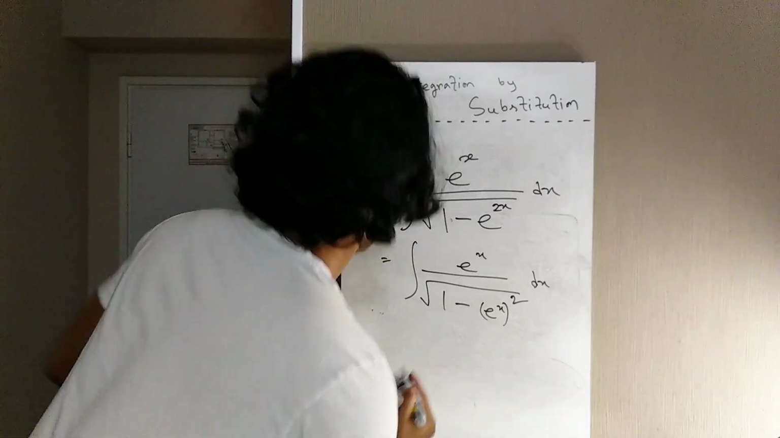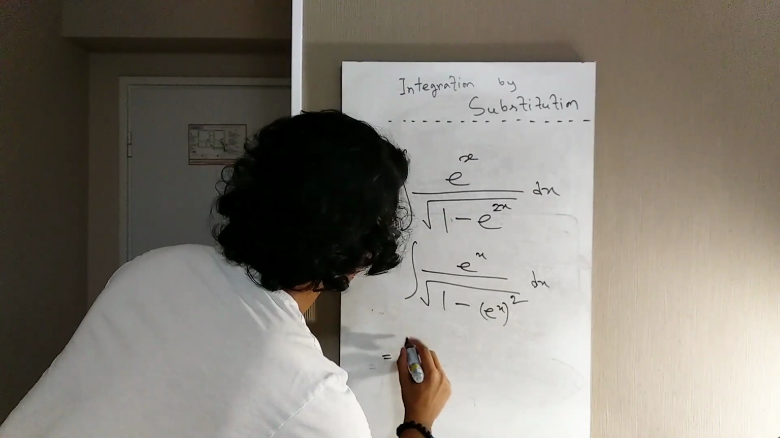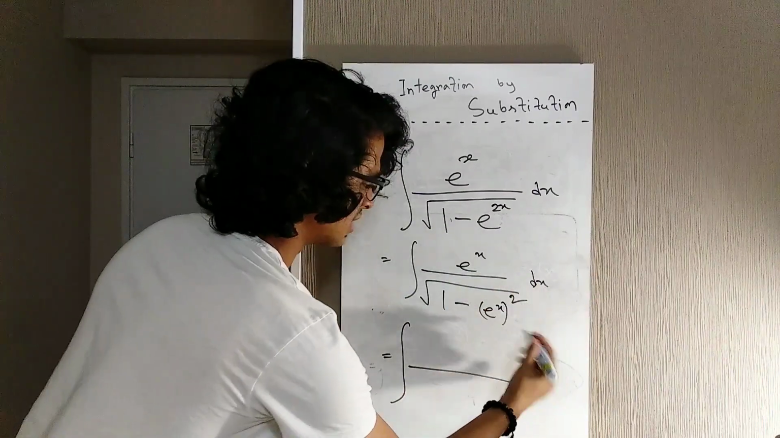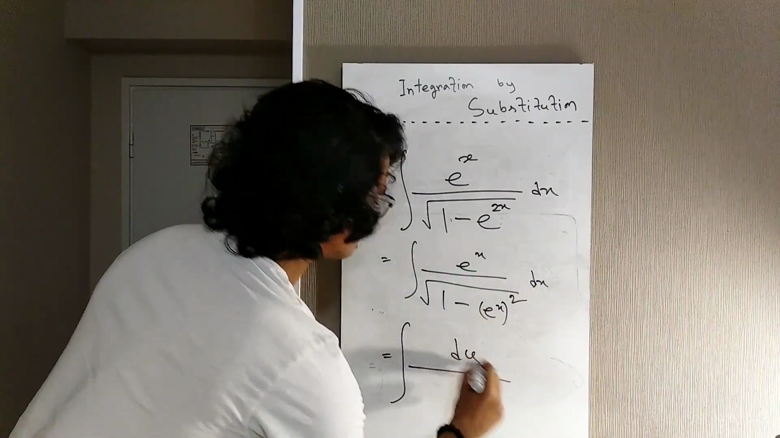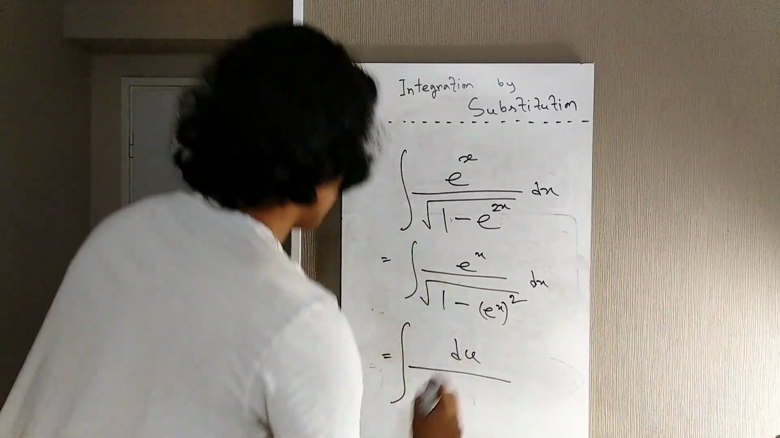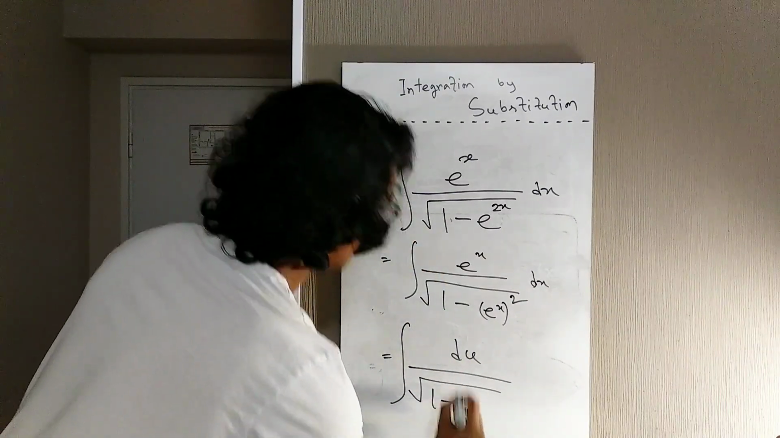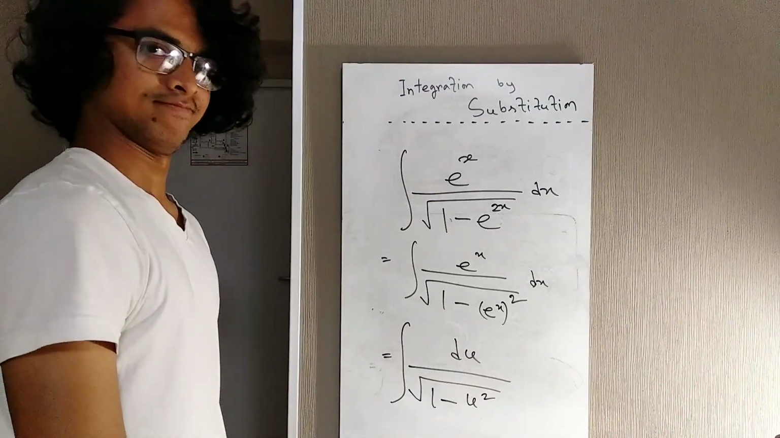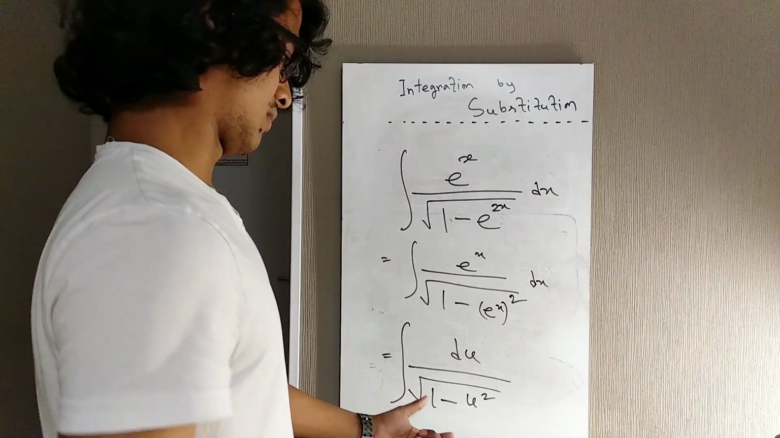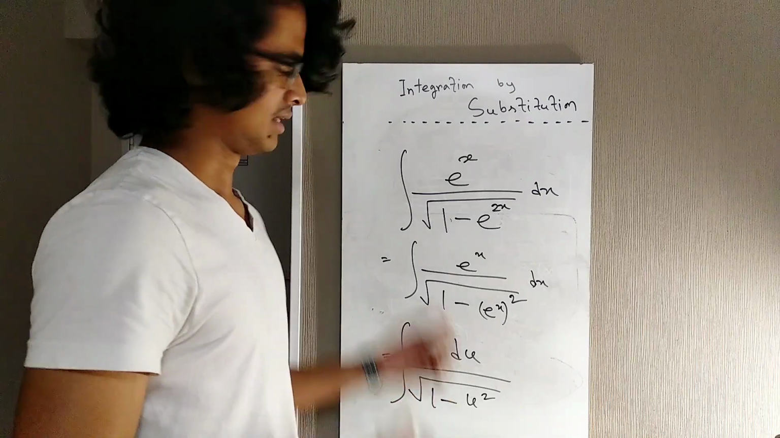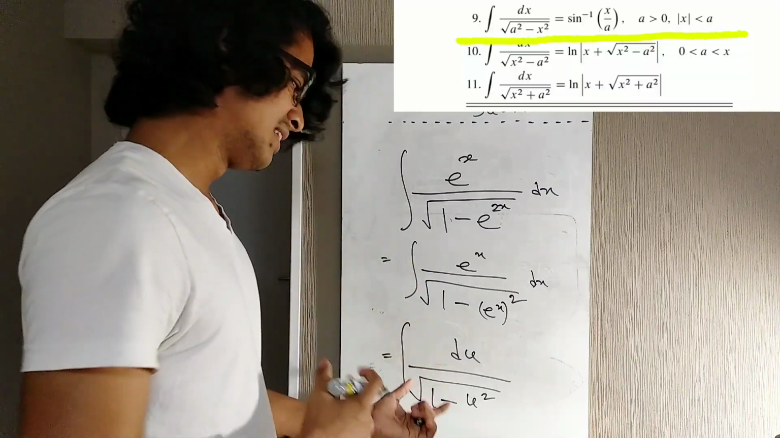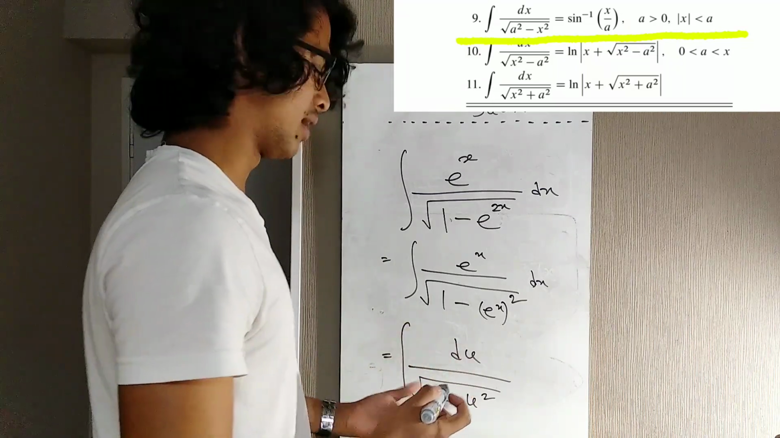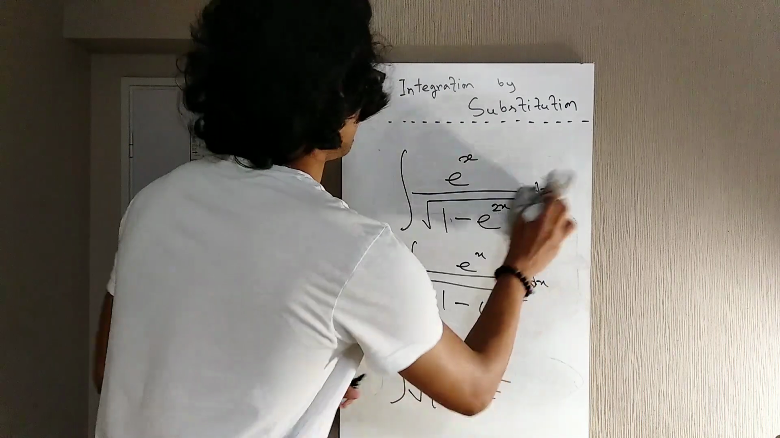If we do this, well, e power x dx we saw is equal to du, and then the root over 1 minus e power x squared is equal to the root over 1 minus u squared. Now I'm not sure whether it seems familiar to you or not, but it seems very familiar to me. This is one of the standard integrals that you have to know by heart.